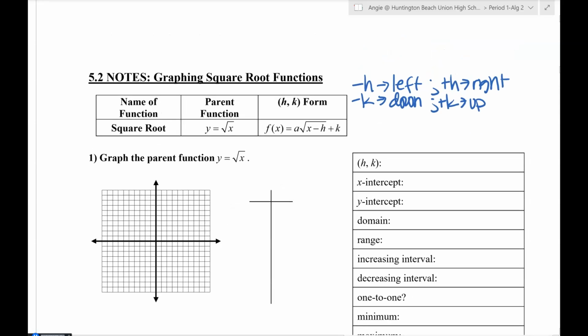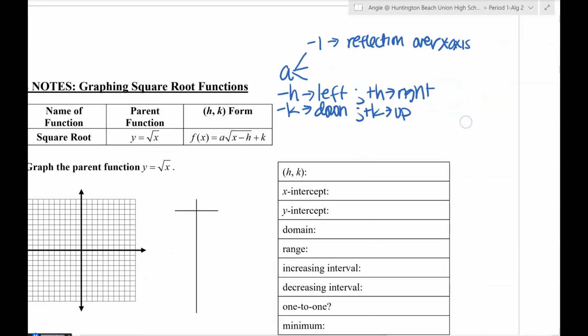Now, and then we have the a value. So the a has kind of three things here, right? Negative 1, it's a reflection over the x-axis. Or sometimes we refer to this as a vertical reflection.